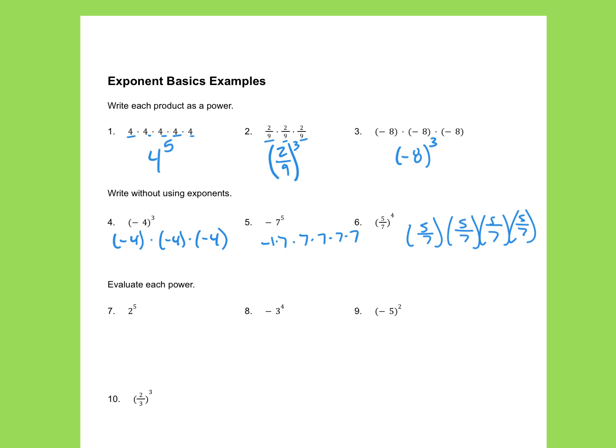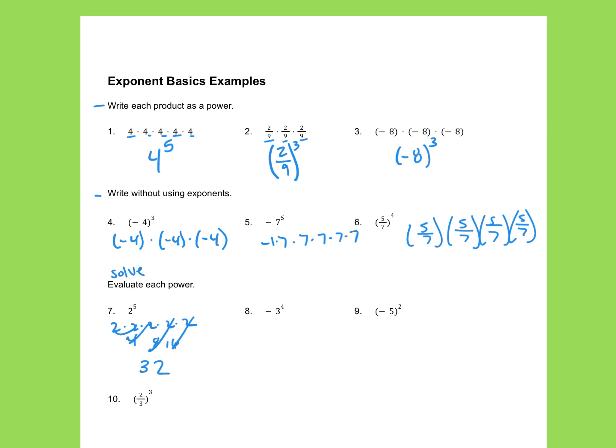On this last section, we're going to evaluate. Evaluate is another word for solve. So if it says evaluate, we're going to actually solve it. So these first 2 sets of directions did not tell us to solve it. So 2 to the 5th, 2 five times, and we're going to evaluate. So 2 times 2 is 4. 4 times 2 is 8. 8 times 2 is 16. And 16 times 2 is going to be 32.